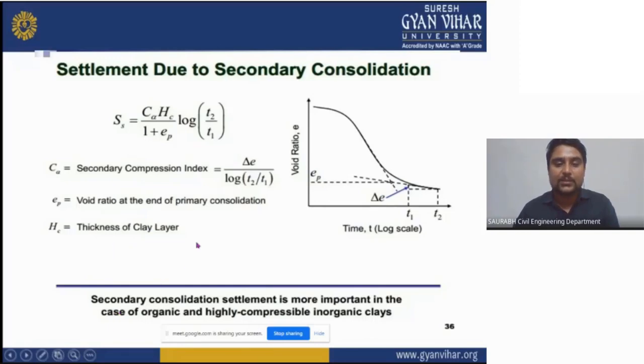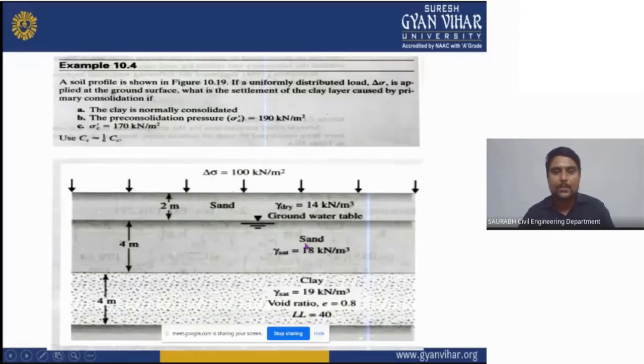And this is showing that secondary consolidation settlement is more important in the case of organic and highly compressible organic clay. So you need to remember that in secondary consolidation settlement, in the case of organic, highly compressible organic clay, it will be more.